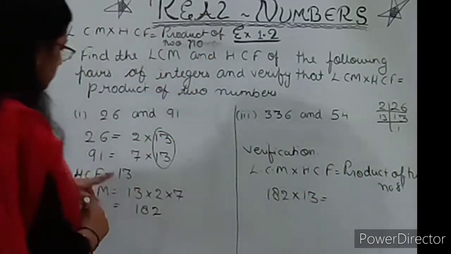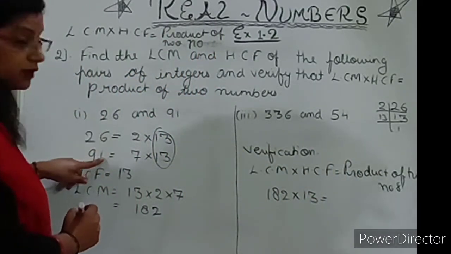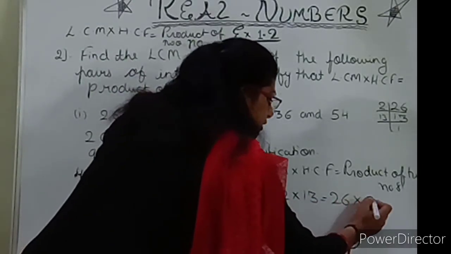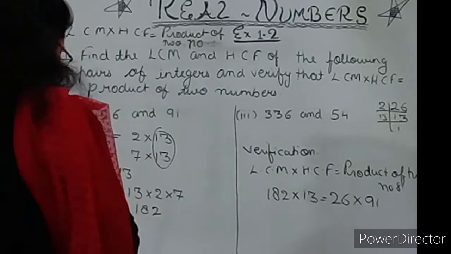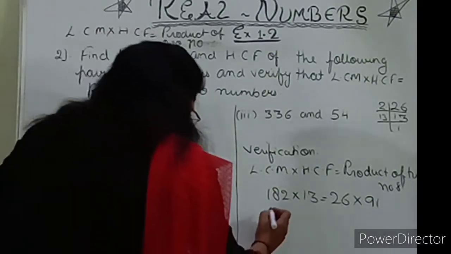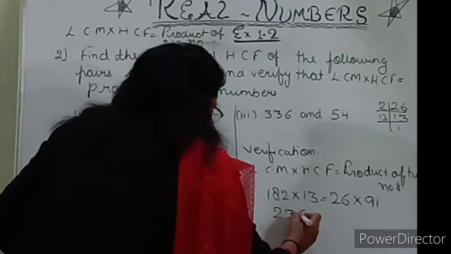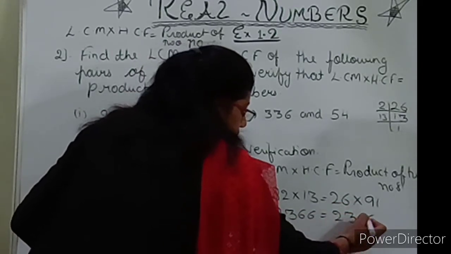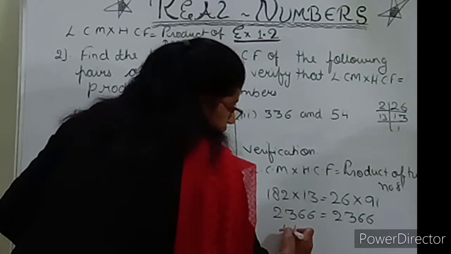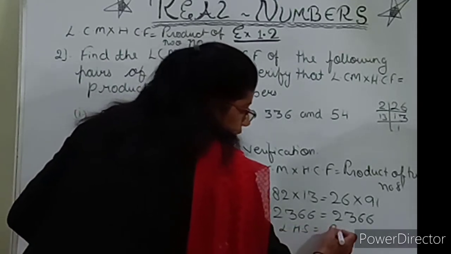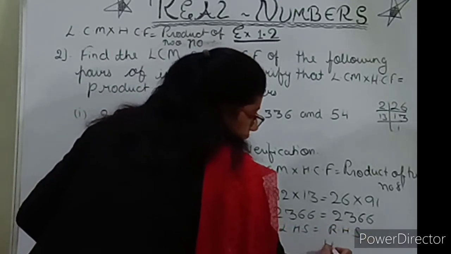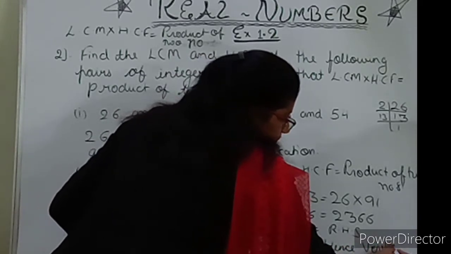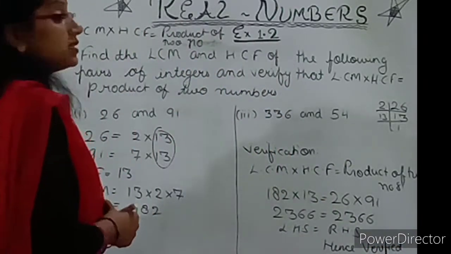Product of two numbers. What are the two numbers? 26 and 91, so multiply them. If you multiply these two, it will come to 2366. In the same way, multiply these two, and we get 2366. Because the left hand side is equal to the right hand side, we will write hence verified. So this first part is verified.